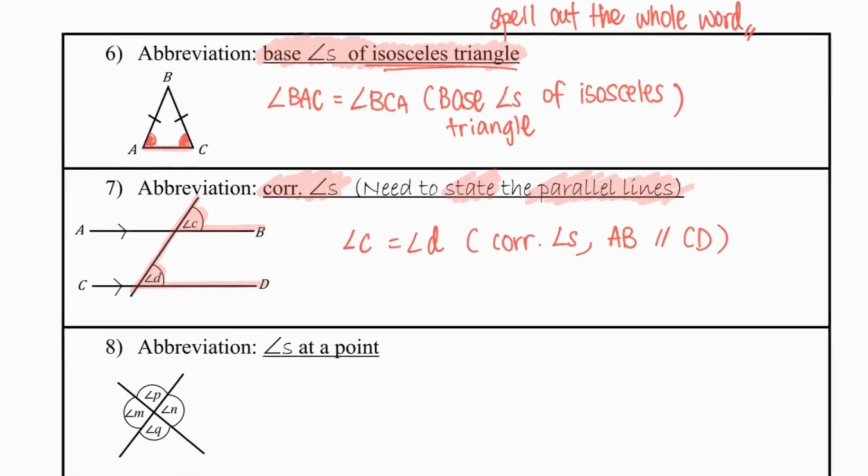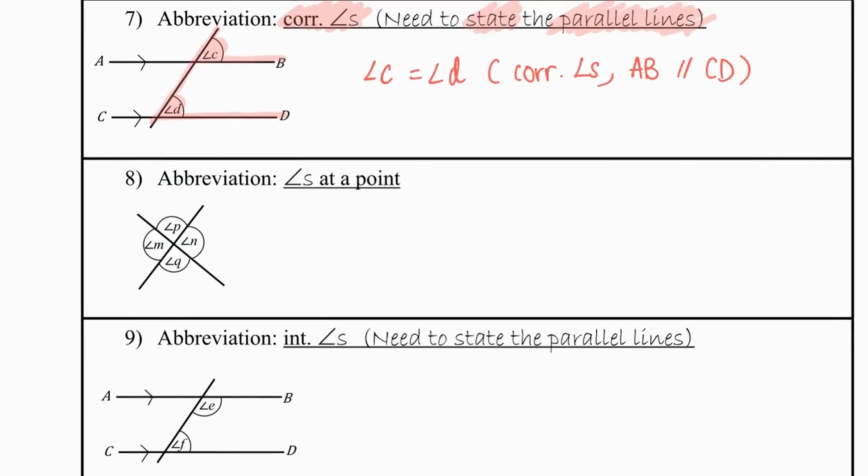Two more. Angles at a point. So meaning angle P plus angle Q. Oh sorry, I should go in a clockwise direction, easier. N plus angle Q plus angle M equals 360, because they are angles at a point.